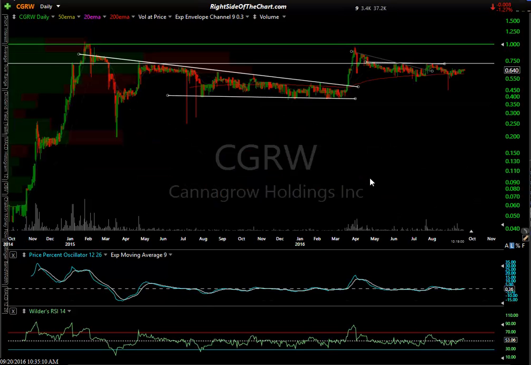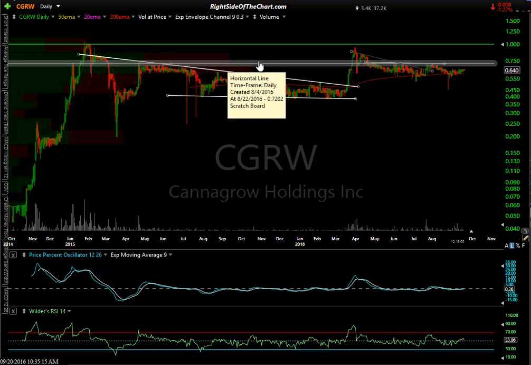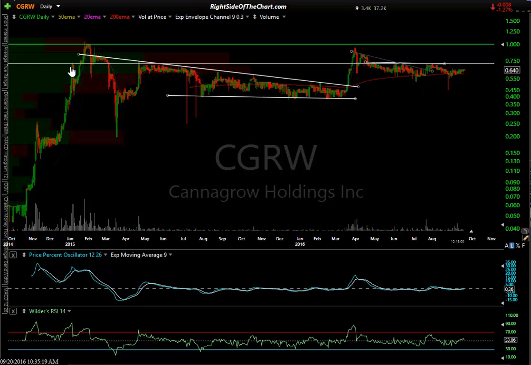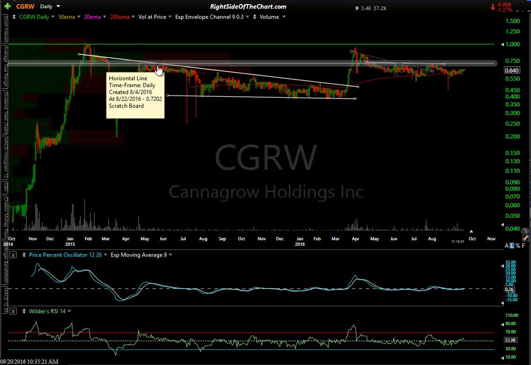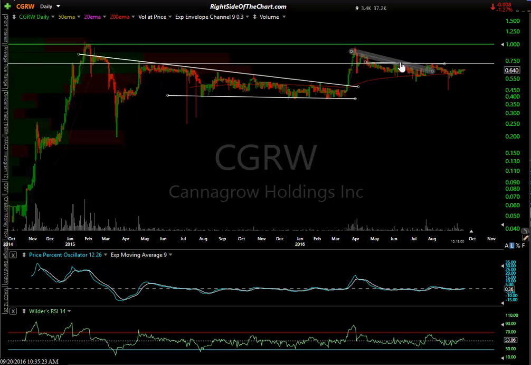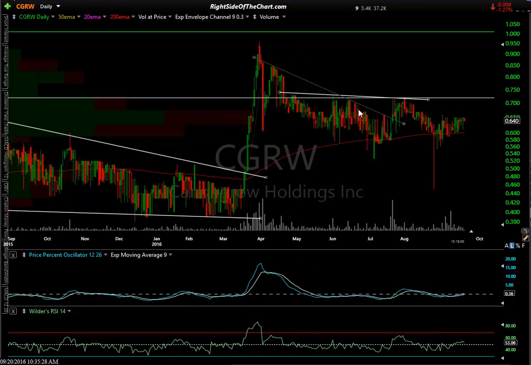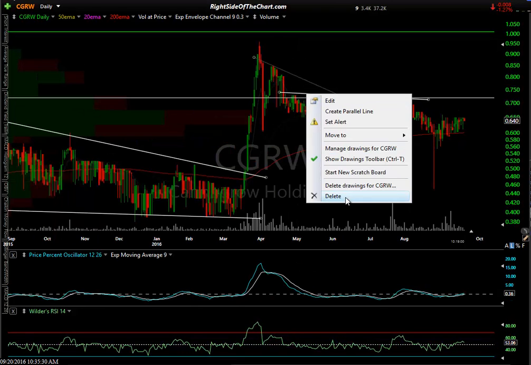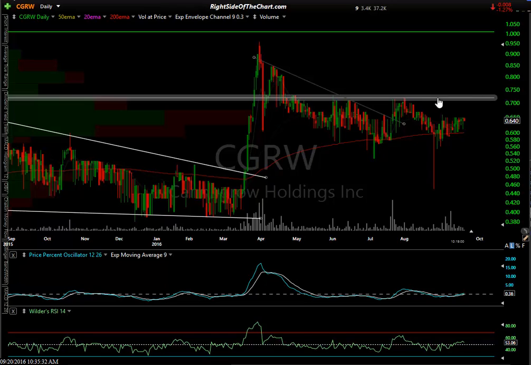CGRW Canagrow Holdings, this horizontal line right here at 72 cents. That's a key level. We have reactions back here. You can see reactions from below. And recently that's been the ceiling on this stock. You can see here it's tapping on that level. I had a minor trend line here. Let's just move that one away. So that's your level.